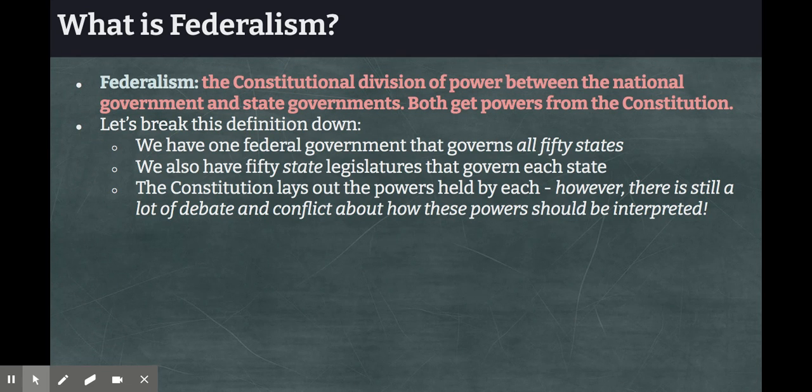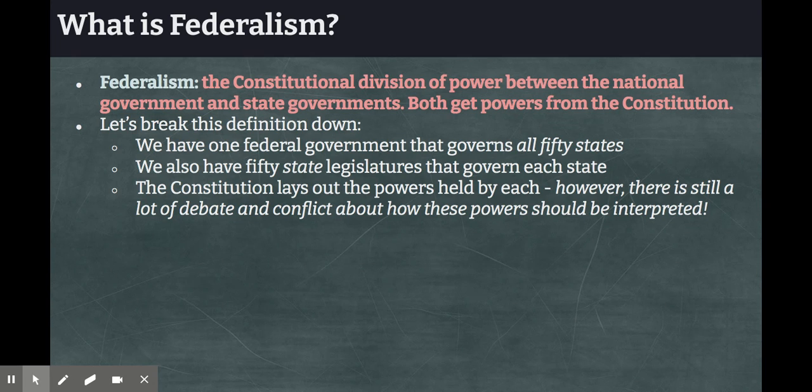First of all, this is the constitutional division of power between the national government and the state governments. Now, both the federal and the state governments must follow the Constitution. So let's break this definition down. We have one federal government that governs all 50 states, and that's in Washington, D.C. We also have 50 state legislatures that govern each state. The Constitution lays out the powers held by each.